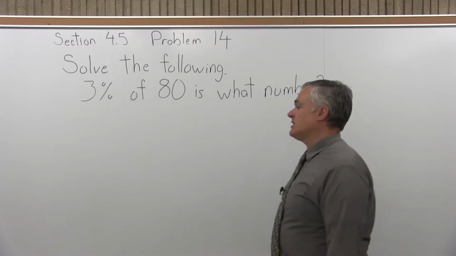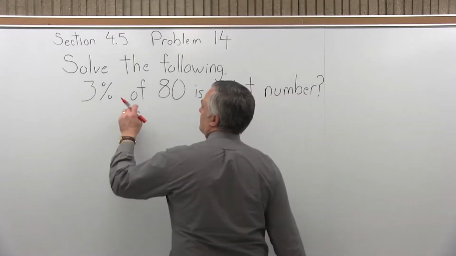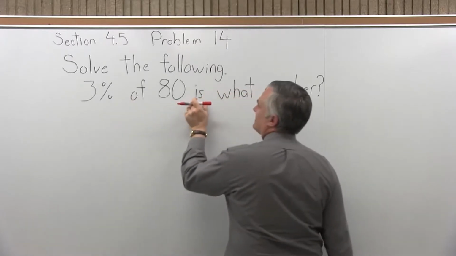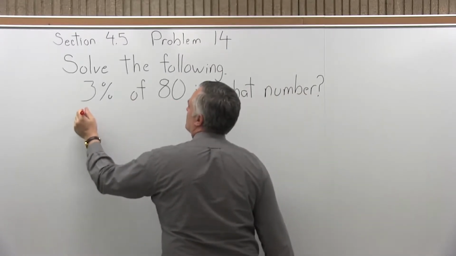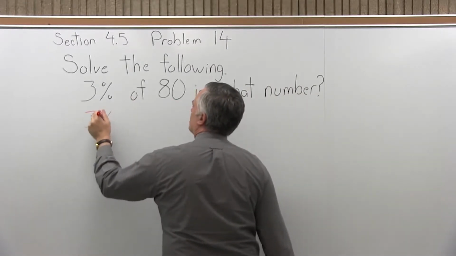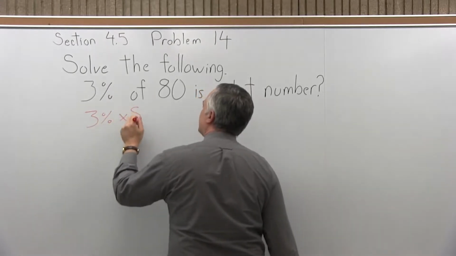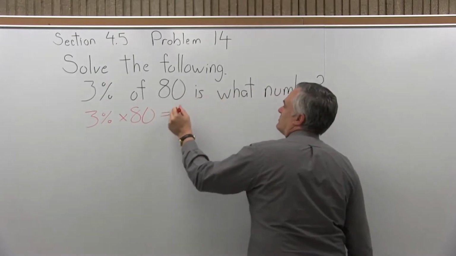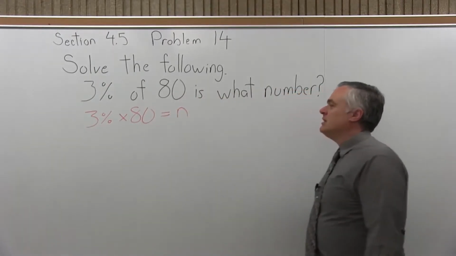So first we have to make an equation. 3%, well, first of all, of. The word of is going to mean multiply. The word is will mean equal. So 3% of 80 will be 3% times 80. Is will become equals. What number is unknown? So we just leave n, a variable.